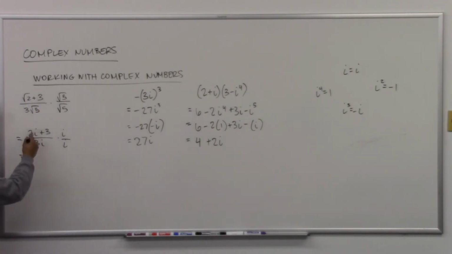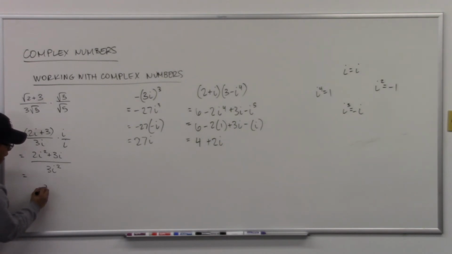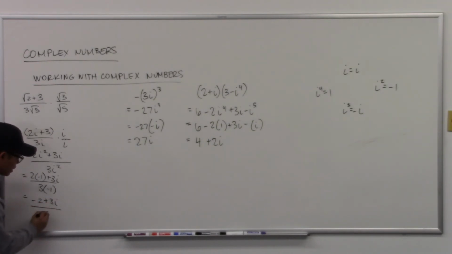So then you expand. So 2i plus 3 times i is, you can put brackets around this, and you get? Good. And now on the bottom you get 3i squared. Now we're going to get rid of i's, because what's i squared? Right. So you get negative 3 in the denominator. I'll write it in. 3 times negative 1. 2 times negative 1 plus 3i. You can put the negative 1 in for i. Right? So you get negative 2 plus 3i over negative 3.